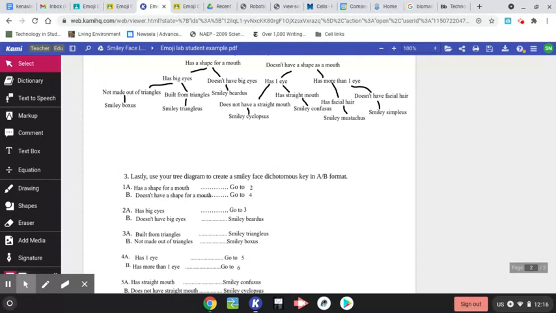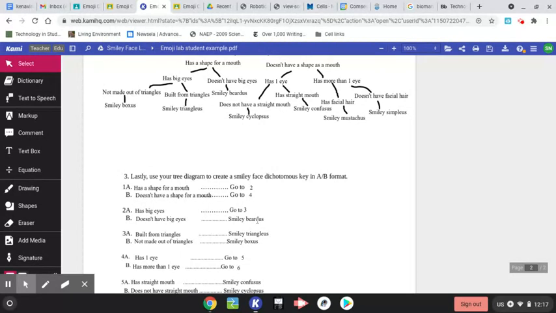My next 2 characteristics are has big eyes, doesn't have big eyes. So I get 2A, has big eyes, and 2B, doesn't have big eyes. Okay, has big eyes, it should be go to 3. Not made out of triangles, built from triangles. Again, I'm not worrying about this right now. So has big eyes, go to 3. Built from triangles, not made out of triangles. Built from triangles is Smiley Triangulus, and not made of triangles is Smiley Boxus. Okay?